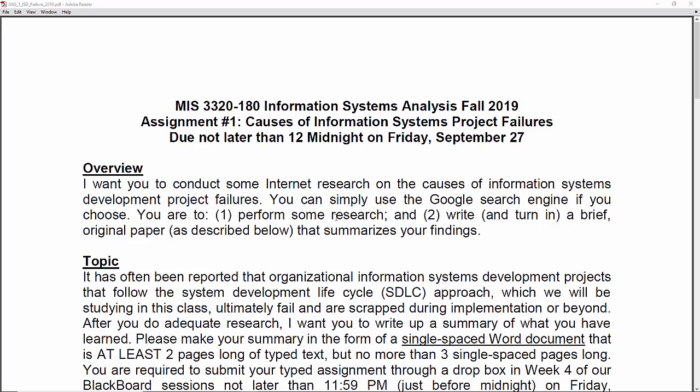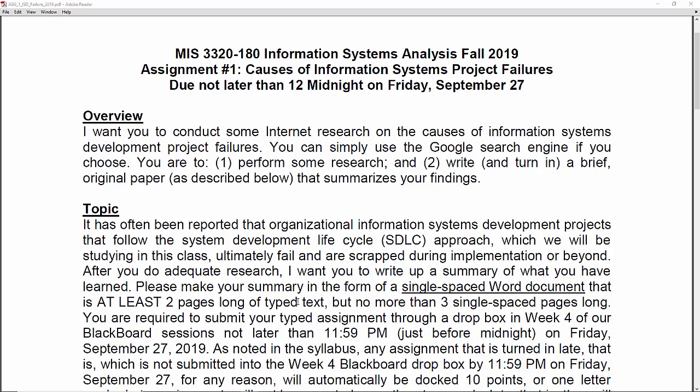I want you to conduct some internet research on the causes of information systems development project failures. You can simply use the Google search engine if you choose. You are to perform some research on the internet and then write up and turn in your findings, a brief original paper, as I'm about to describe, that summarizes your findings.